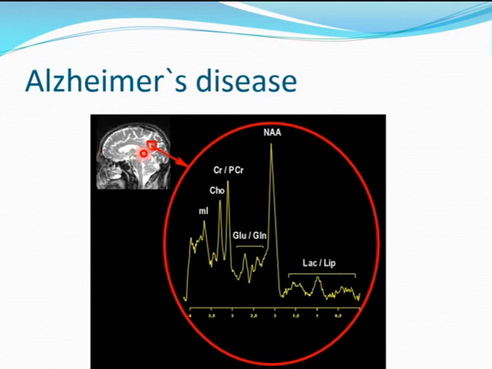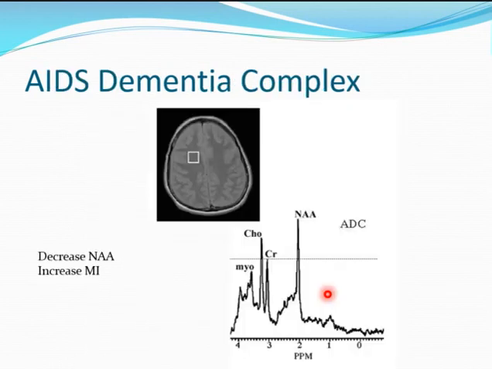Again, as with Alzheimer's disease, you can see the NAA peak compared to the choline and creatinine, mildly decreased, not very well. However, there is appearance of a glutamine peak here and a very small lactate peak. Okay, we should not have this lactate peak, but here it appears. This is a case of AIDS dementia complex.